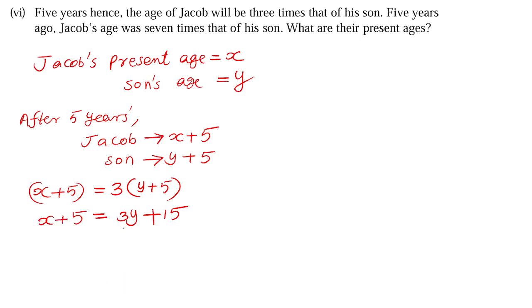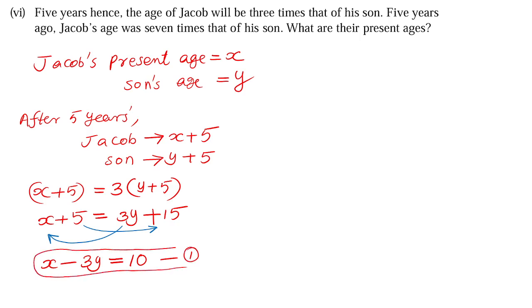I want the variables in the left side. I need variables in the left side, the numbers in the other side. So in the next step we get x minus 3y. Right side will be 15 minus 5. Correct, 15 minus 5. 15 minus 5 is 10. Equation number 1. I got one equation. I need one more equation for solving x and y. This step is clear. Then let me write the next condition. I will get one more equation.